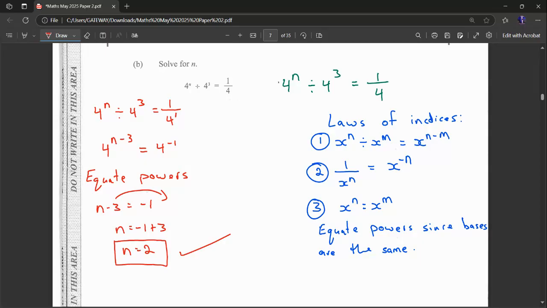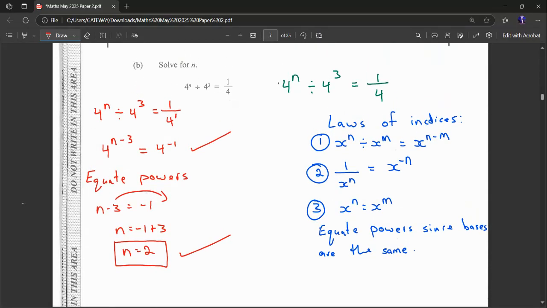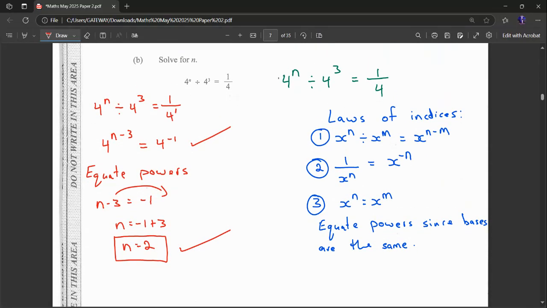So this is the first time I see where you have to equate powers for maths. Normally it's an additional maths thing, but once you reach up to here, you should be fine. You should get a mark for that at least, right? Let's go on to the next part now.